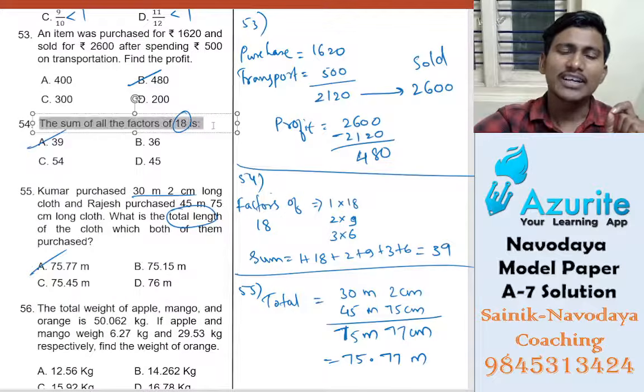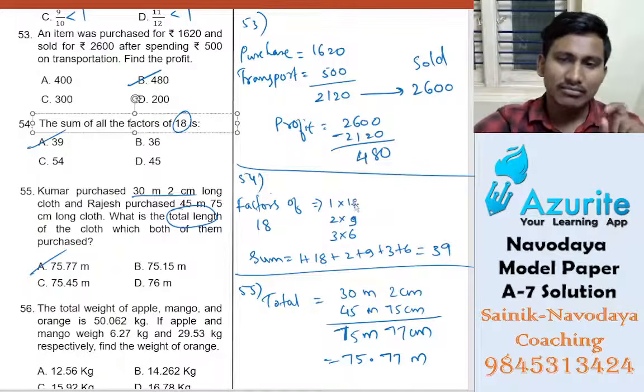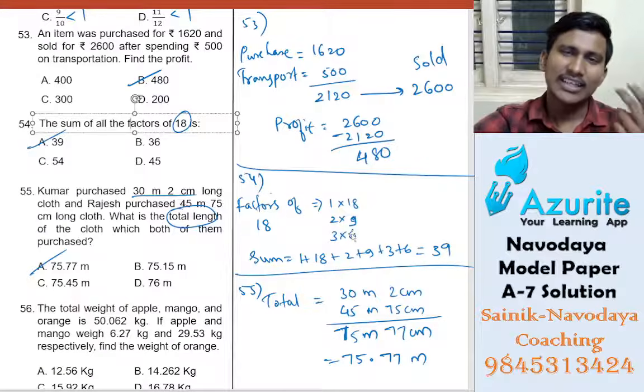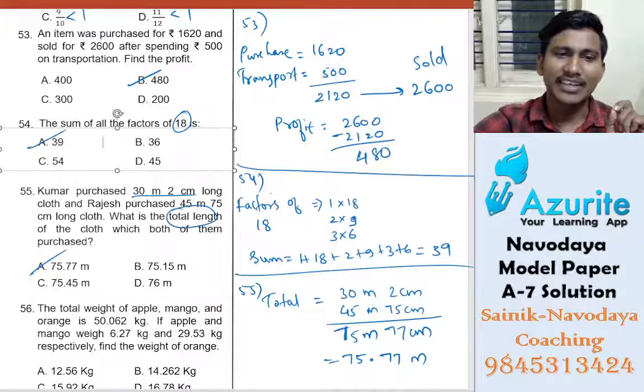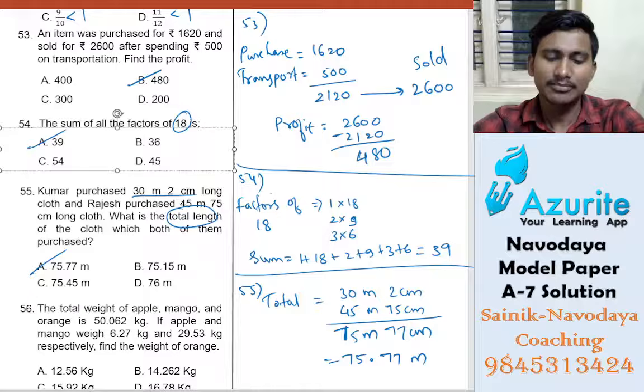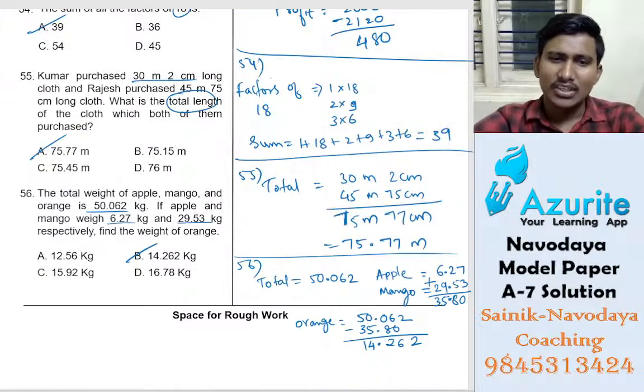Now 54. The sum of all factors of 18. What are the factors of 18? 1 18s are 18. Now 2 9s are 18. 3 6s are 18. Then after that there are no factors. So add them. 1 plus 18 is 19. 19 plus 2 is 21. 21 plus 9 is 30. 30 plus 3 is 33. 33 plus 6 is 39. So the answer is option A here, right? Very easy. Okay now.